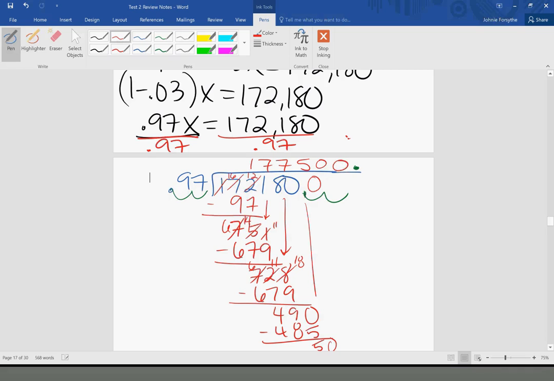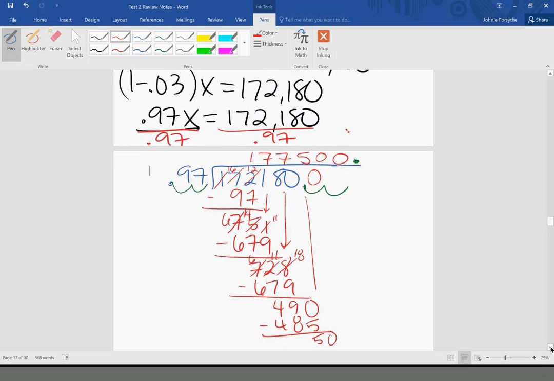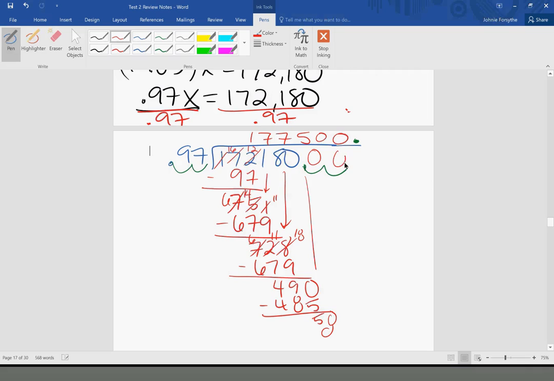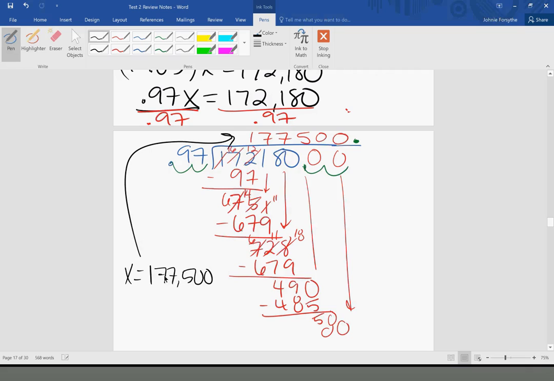0 and then 0. Because 97 goes into 50 0 times. 0 times 97 is 0. And if you did it again, bring down another 0. Same thing. And we're rounding to the nearest dollar. So if we kept going, we would keep having another 0. So the answer is going to be x equals 177,500. That was the sales for last year. Okay?